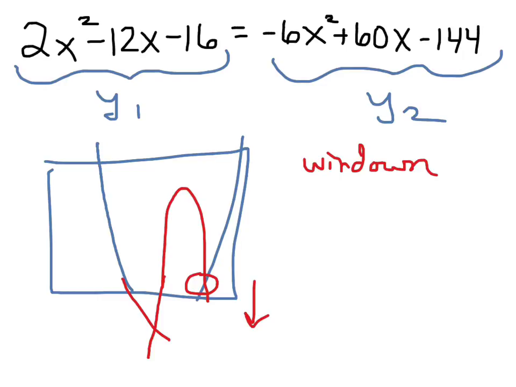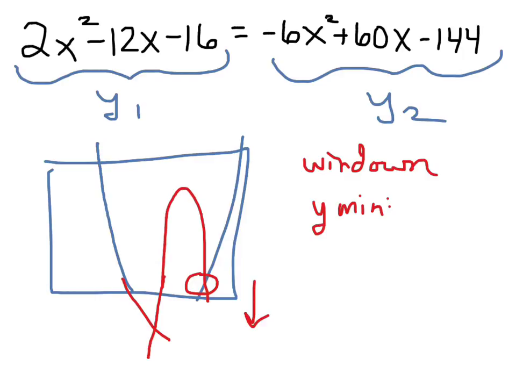You need to adjust the Y minimum. How far down do you want to make it? Let's do negative 80. Does it matter what number you change it to? No. You just have to see if it works. So press enter after you've typed it in, then you press graph.